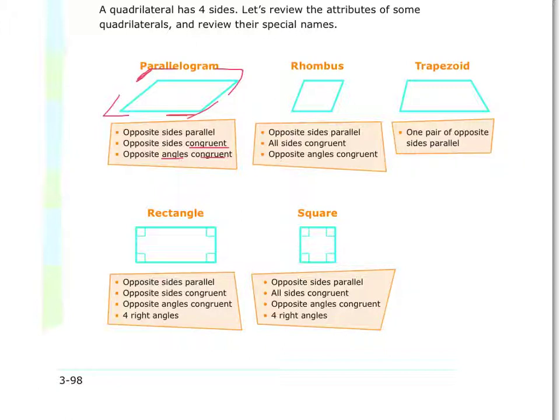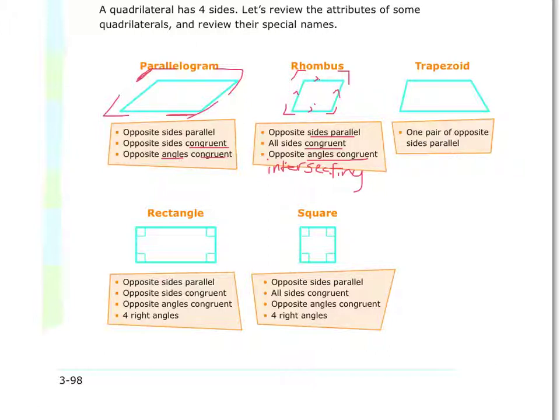That makes a parallelogram. A rhombus: opposite sides are also parallel. These 2 lines are parallel, and these 2 lines are parallel. All sides are congruent, so they are all the same length, and all opposite angles are congruent. And in this case, again, you can see that they are intersecting angles, and the opposite angles are the same. You can see these 2 are both acute, these 2 are both obtuse, but the opposite angles are the same.